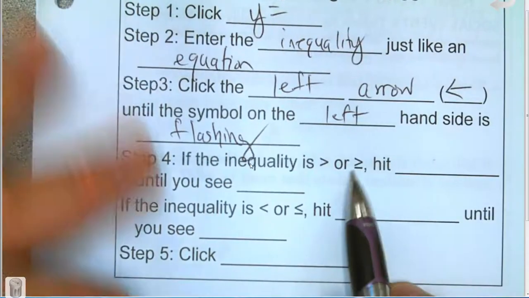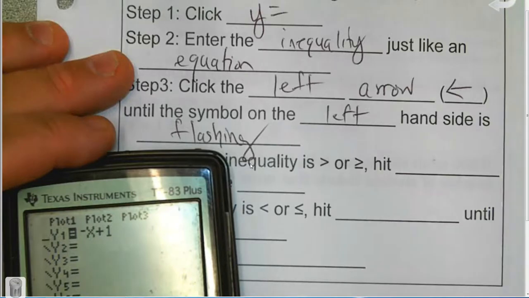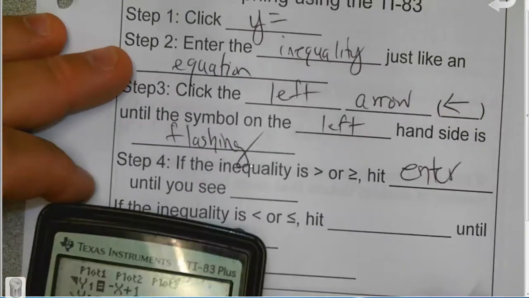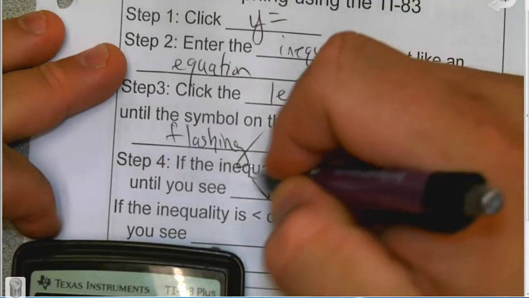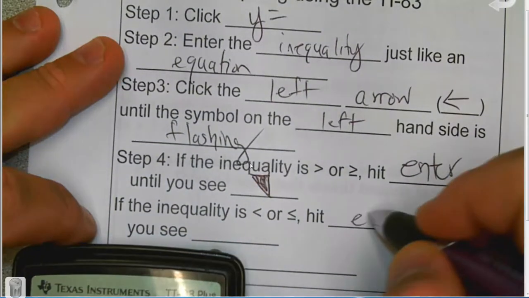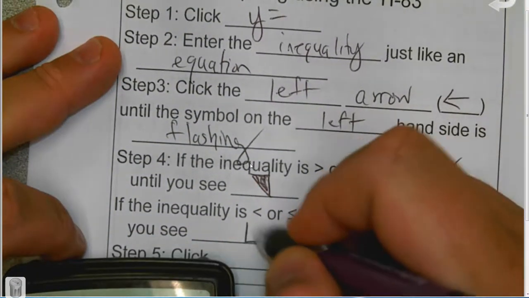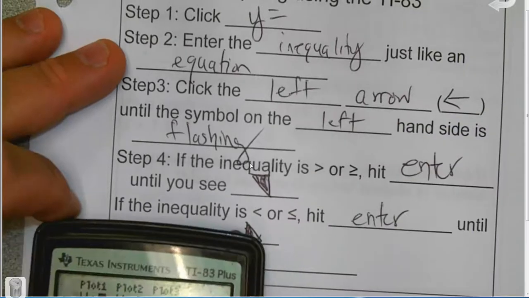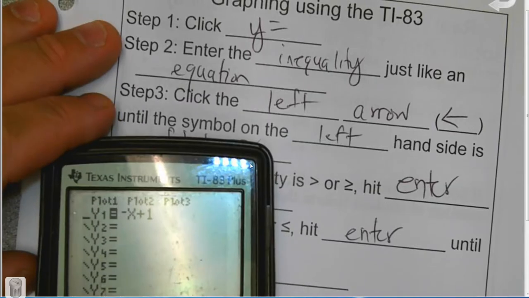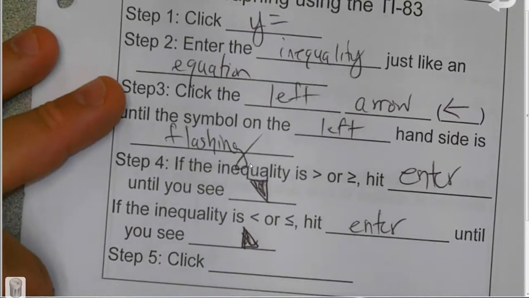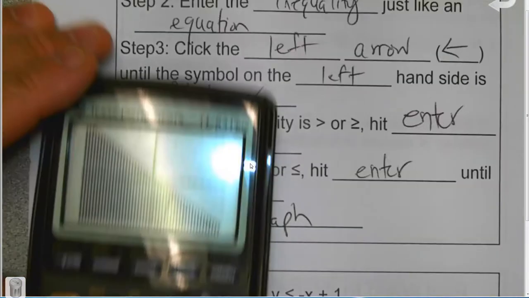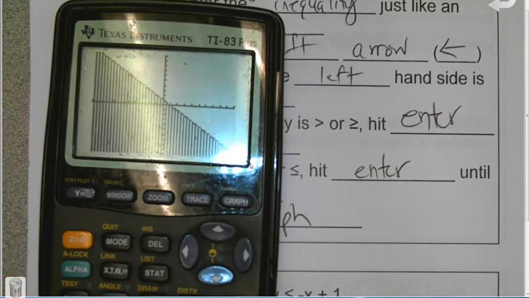If it's greater than or greater than or equal to, we're going to hit enter until we see this triangle that's going up, that's shaded in. If it's less than or equal to, we're going to hit enter until the triangle is down and shaded in. So since our question is less than or equal to, we're going to go ahead and hit it one more time. We're going to have that shading going on. And then we're going to click graph. And so you can see when I do that, I get the graph of the inequality.